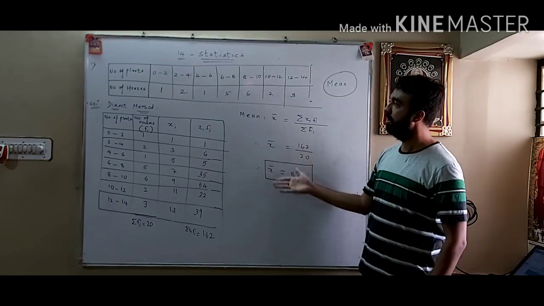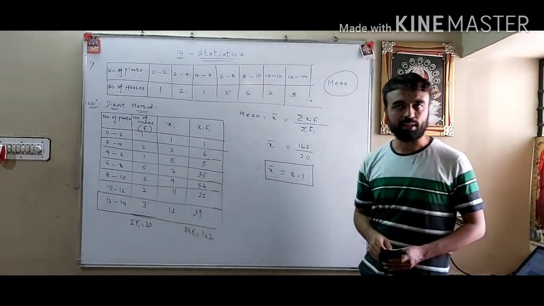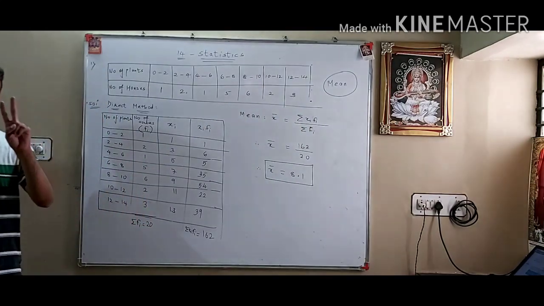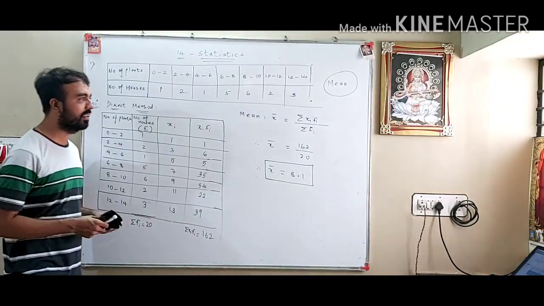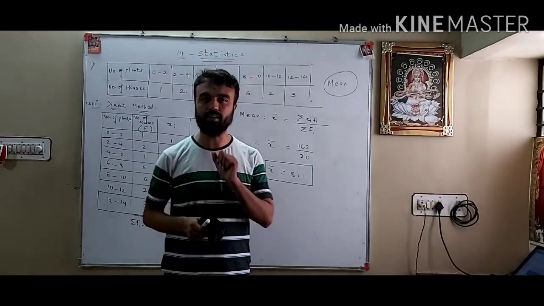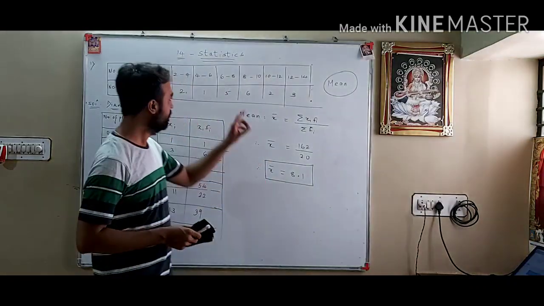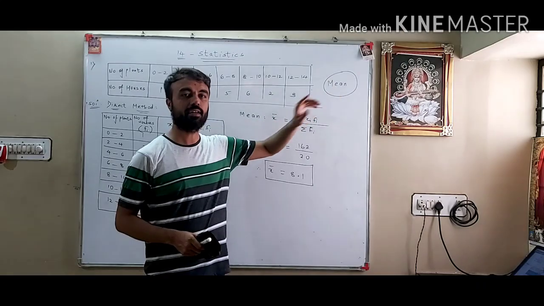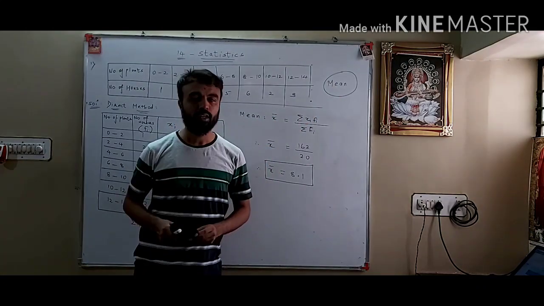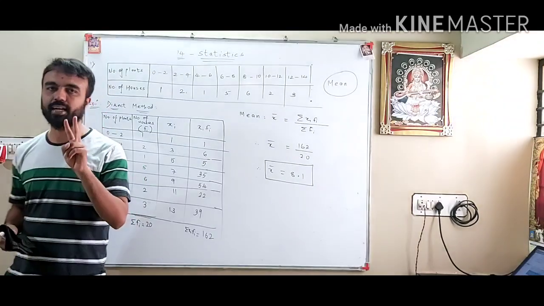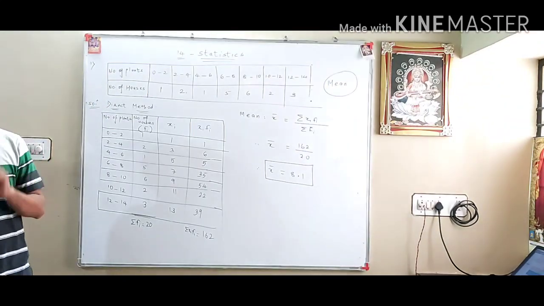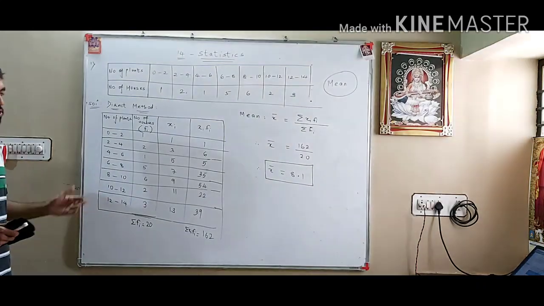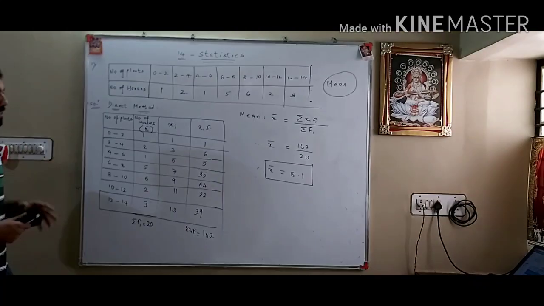So this is method number one, the direct method. Now suppose we talk about the second method, that is the assumed mean method. Again, same topic. The question will be the same, mean. But suppose the question asks you to perform the second method, that means the assumed mean method. Then how will you do it? What is the formula? What are the changes in this one? So let me teach you that one.